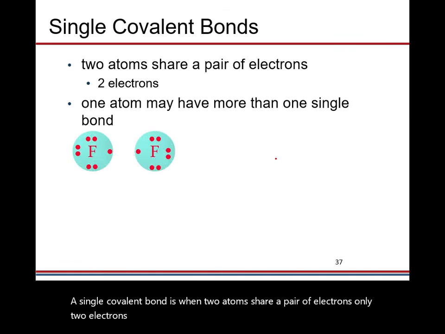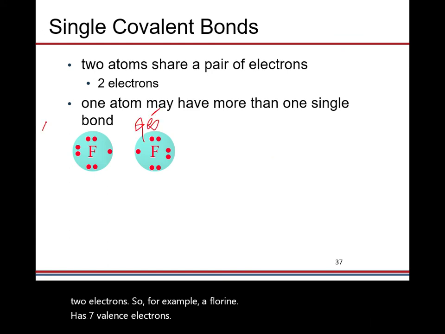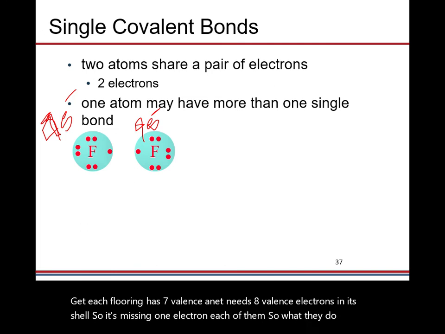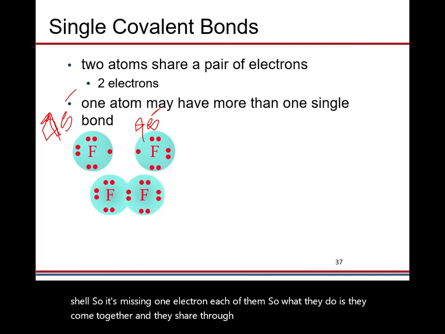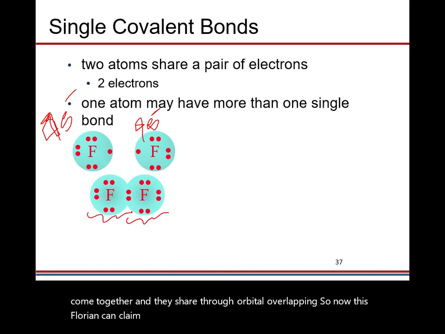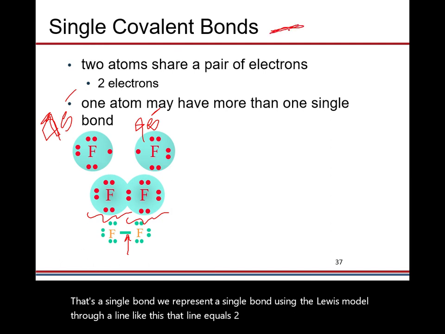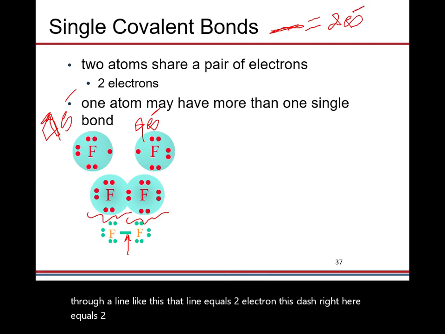So for example, a fluorine has 7 valence electrons. Each fluorine has 7 valence electrons, and it needs 8 valence electrons in its shell. So it's missing 1 electron, each of them. So what they do is they come together and they share through orbital overlapping. So now this fluorine can claim 8 electrons, and this fluorine will claim 8 electrons. That's a single bond. We represent a single bond using the Lewis model through a line like this. That line equals 2 electrons. This dash right here equals 2 electrons.